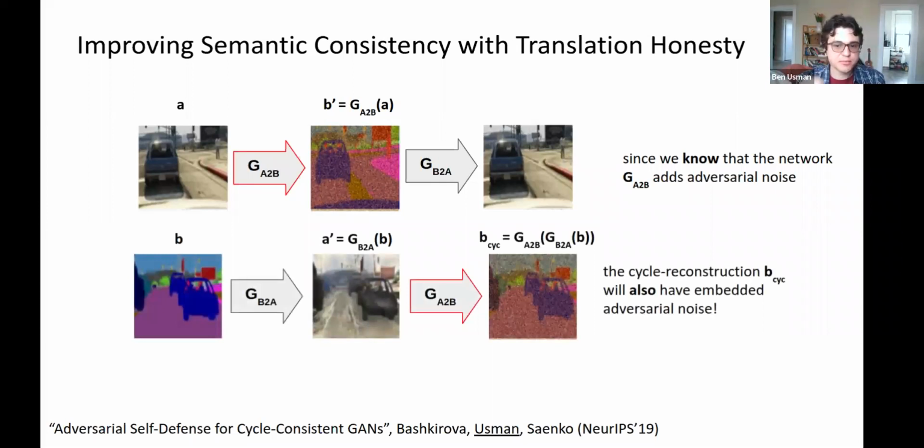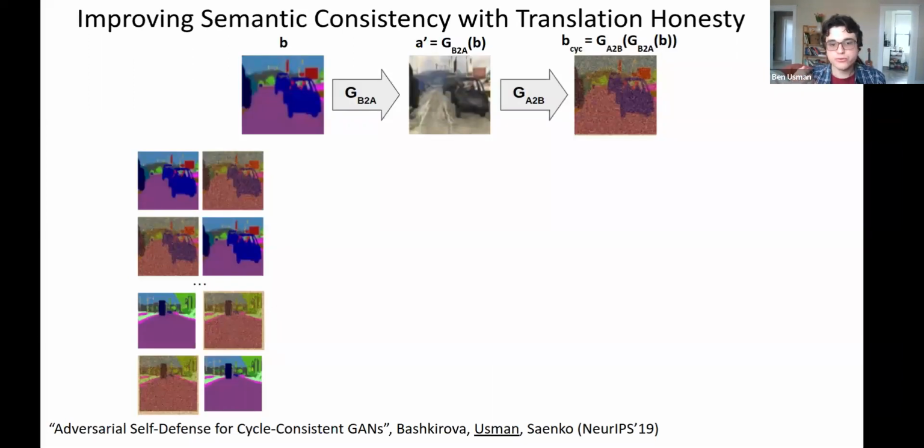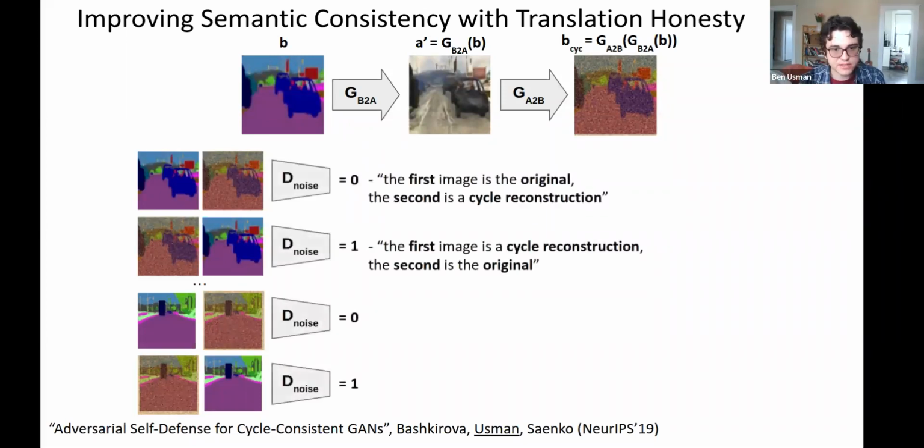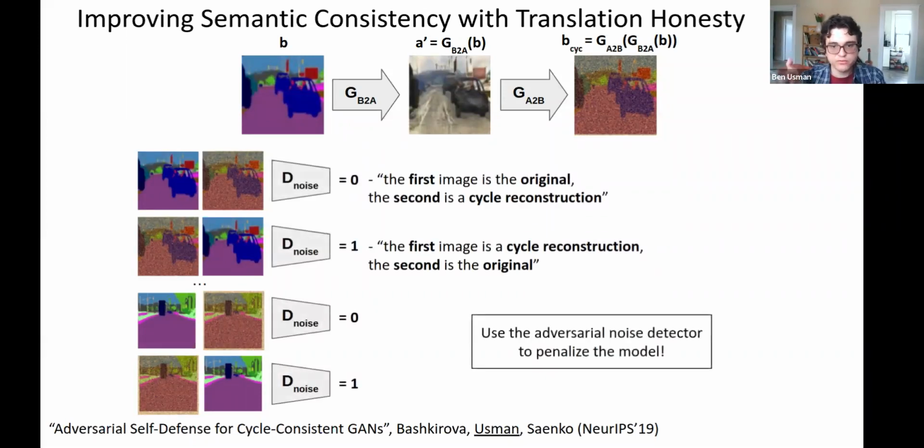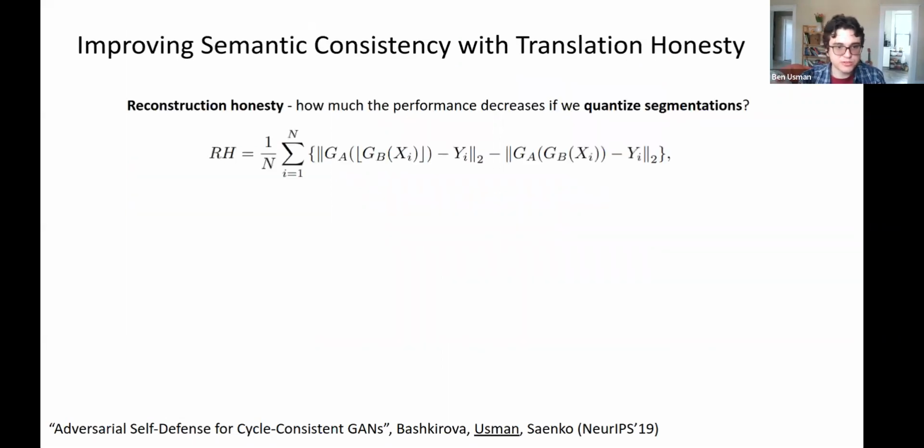So now we have B and B cycle that are identical, but B cycle contains adversarial noise. So if we do that for many segmentation maps and collect a data set of such pairs of segmentations with and without adversarial noise, now we can train a detector of that noise and penalize the model for adding that noise. So that's what we do.